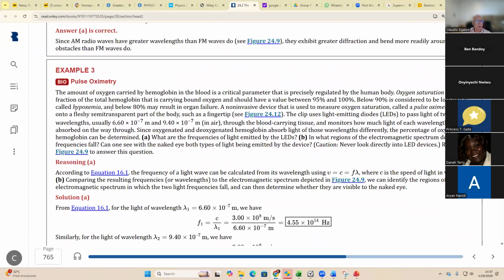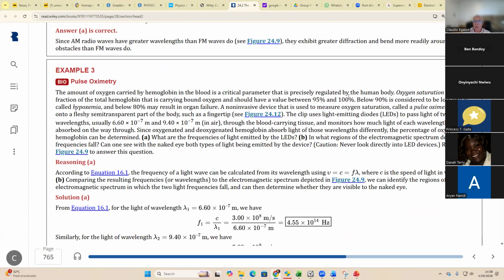Pulse oximetry, the amount of oxygen. Oh, that's a very important device, okay? They were using this device during the COVID pandemic. At the beginning, they didn't understand much about the pandemic, right? But they eventually figured out that all they have to do to save people was to measure the amount of oxygen carried in the blood. And we have this simple device that can do that.